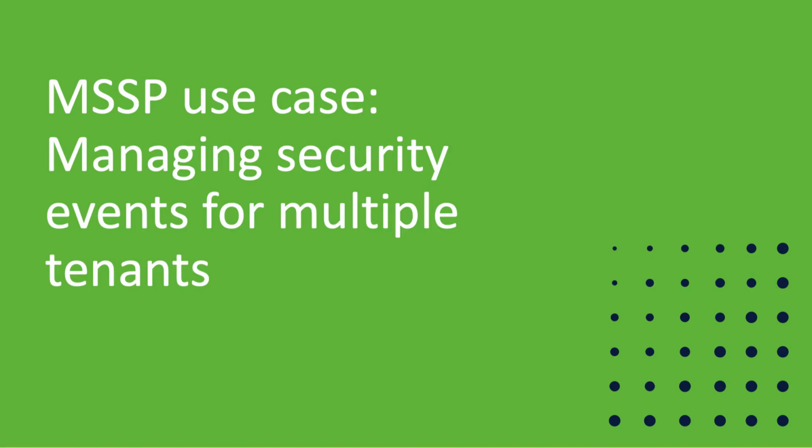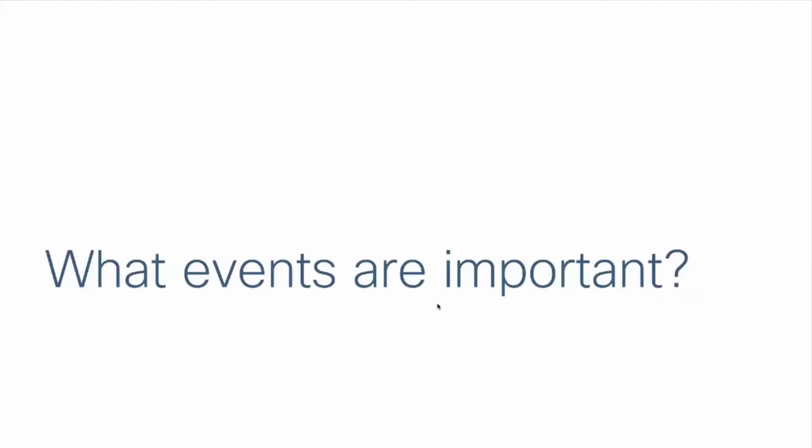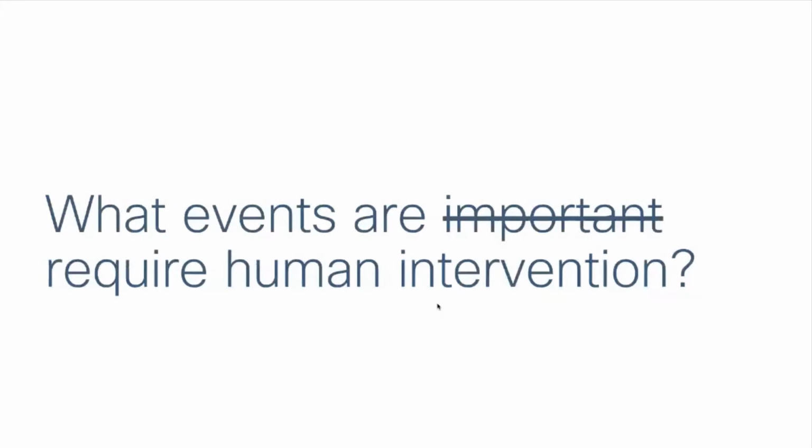So the first question you need to ask yourself is: what events are important and what events require human intervention? Obviously you want to automate as much as possible. You don't want to take action on something that has been blocked by Umbrella or AMP already. You want to take action with your analysts only for important events that require human intervention.